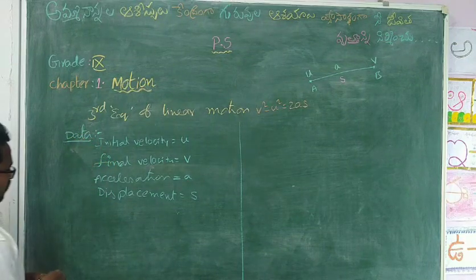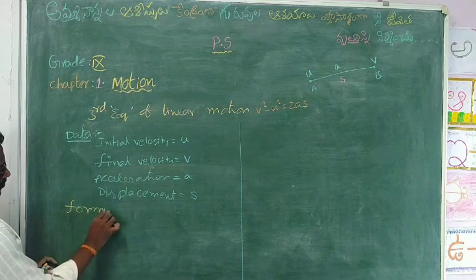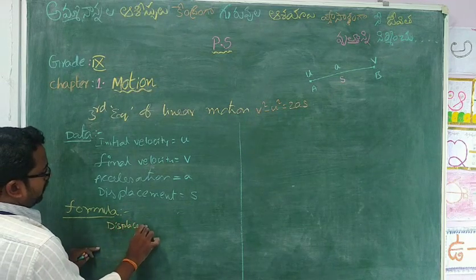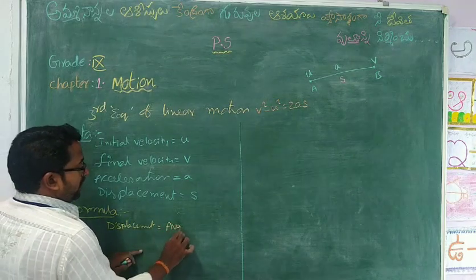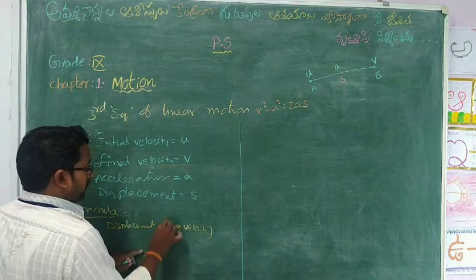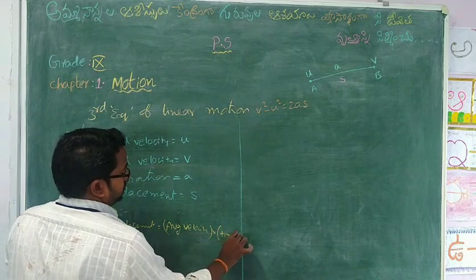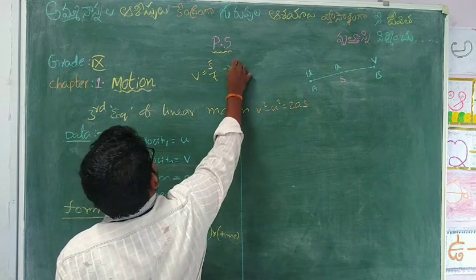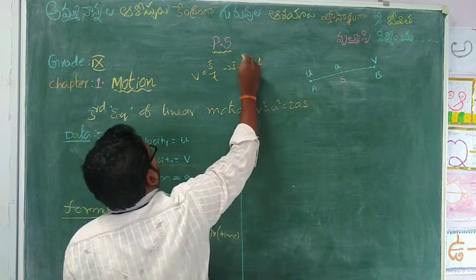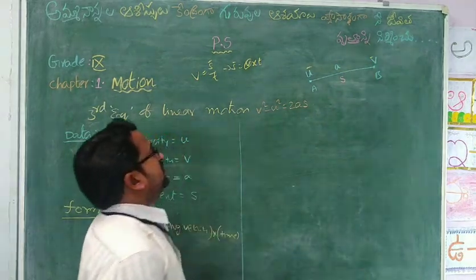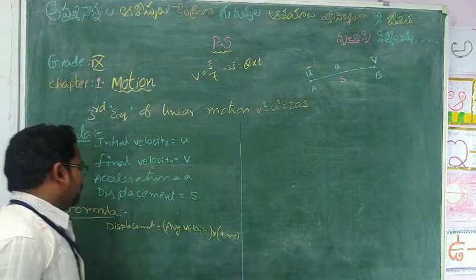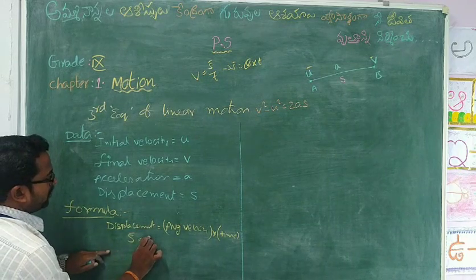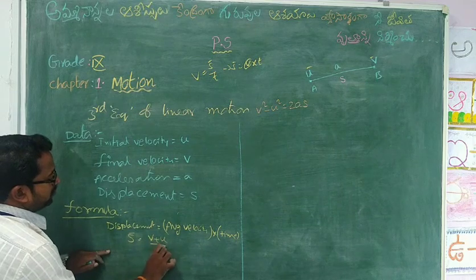Next is the formula. The same formula we are going to use. Displacement is equal to average velocity into time. Why? Because velocity is equal to displacement by time, so displacement is equal to velocity into time. But here the velocity is not uniform. Different velocities are there, u is there, v is there, so I take the average velocity. So s is equal to the average velocity, (v plus u) by 2, into t.